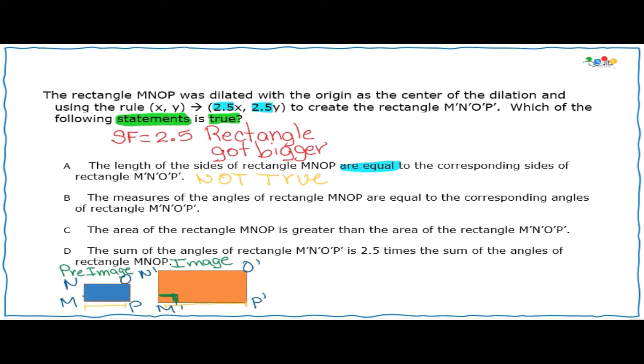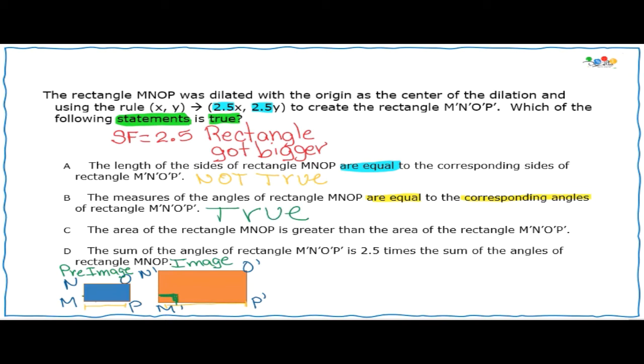So when we read in letter choice B that it says corresponding angles, it means M goes with M prime, N goes with N prime, and so on and so forth. So what happened to the angles? Corresponding angles are congruent. So basically, my answer choice B is true. But we can analyze the next ones, right?